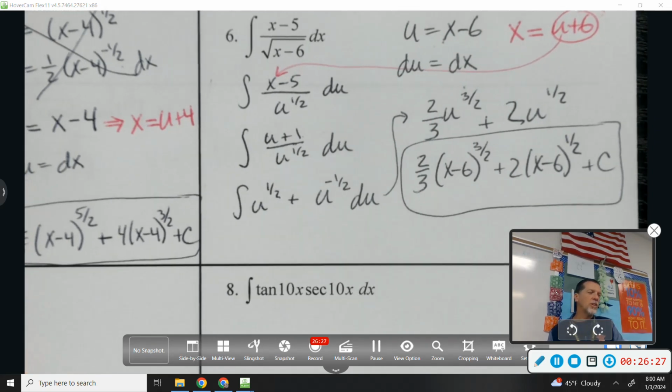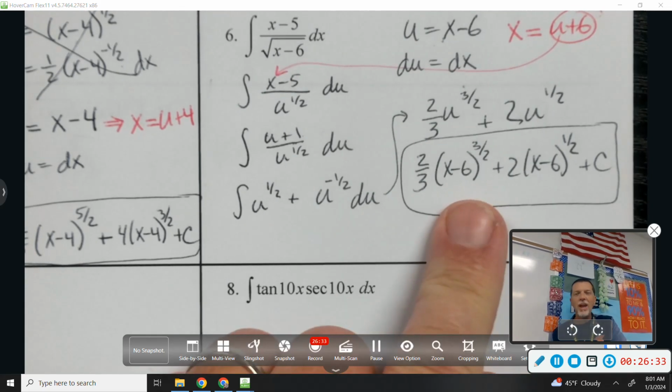We mentioned earlier, like you can take a derivative of your answer and see if you get back to the original, but that would be a real pain for this one. It wouldn't. I mean, it would work. It would just take longer to check it than it would to do the problem.